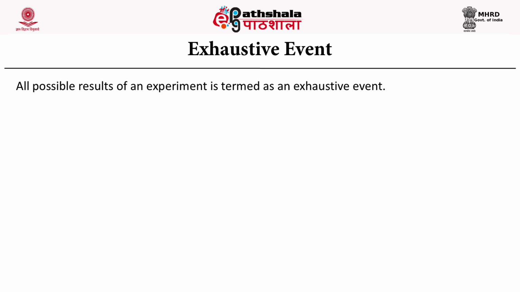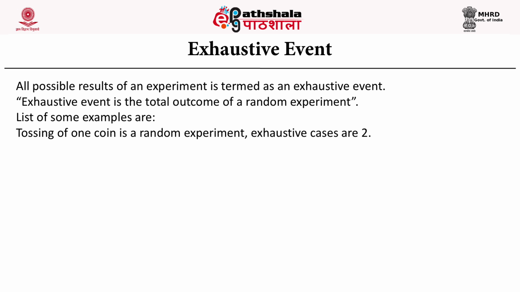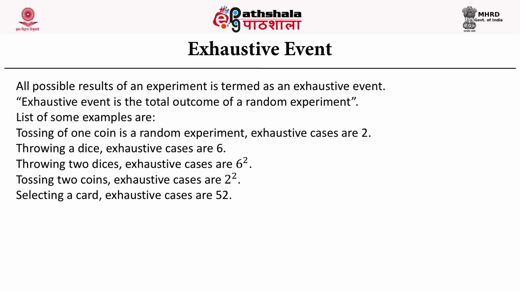Now we will discuss another event that is called an exhaustive event. All possible results of an experiment are termed exhaustive events. Exhaustive events are the total outcomes of a random experiment. Some examples are: tossing one coin is a random experiment, exhaustive cases are 2. Throwing a dice, exhaustive cases are 6. Throwing 2 dice, exhaustive cases are 6 power 2. Tossing two coins, exhaustive cases are 2 power 2. Selecting a card, exhaustive cases are 52.